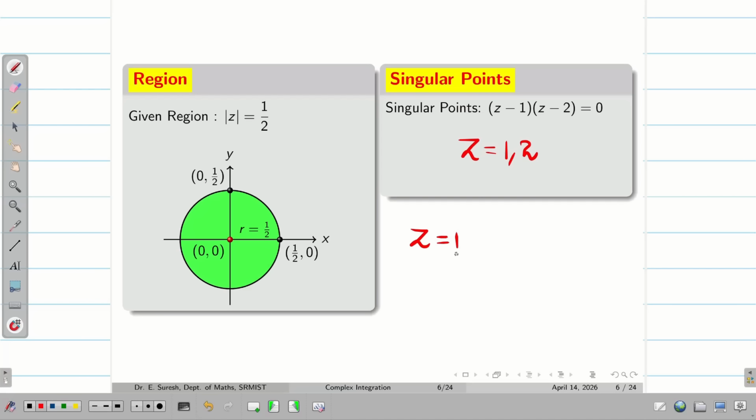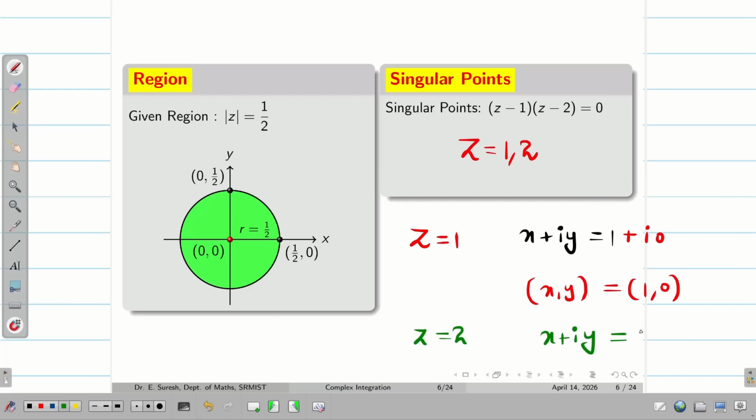Now, if it is z equal to 1, I can rewrite this as x plus iy is equal to 1. More particularly, I can write this as 1 plus i0. Therefore, the point x comma y is 1 comma 0. Similarly, if z is equal to 2, I can write it as x plus iy is equal to 2 plus i0. Therefore, the point is 2 comma 0.